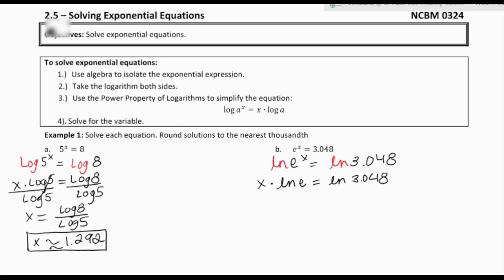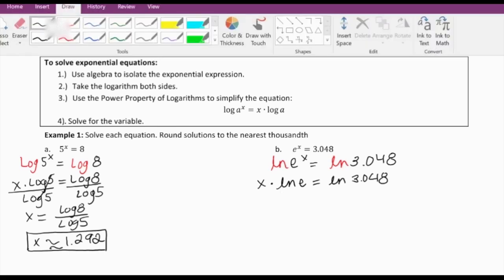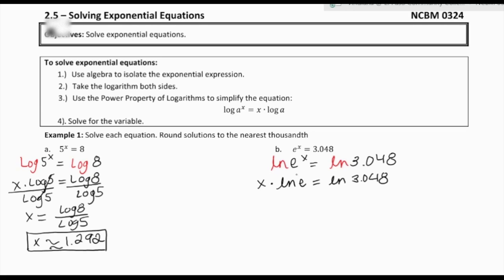Now over here, this is 1. If you check on the calculator, it's going to give you 1. So anytime you see ln of e, that's going to be equal to 1. Since that is 1, we have x equals the ln of 3.048. We check that on the calculator and round to the nearest thousandth. So my answer is going to be 1.114.